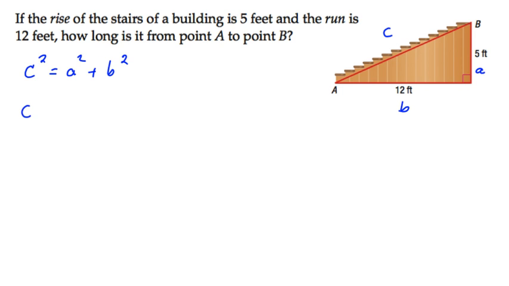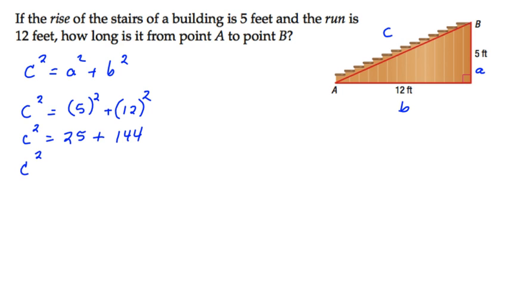And we don't know what c is, so that's what we're solving for. A in this case is 5, so we're going to have 5 and we're going to square it. And we're going to add to that 12 squared. So what is 5 squared? 5 squared is 25. 12 squared is 144. And when we add those two numbers together, we get 169.